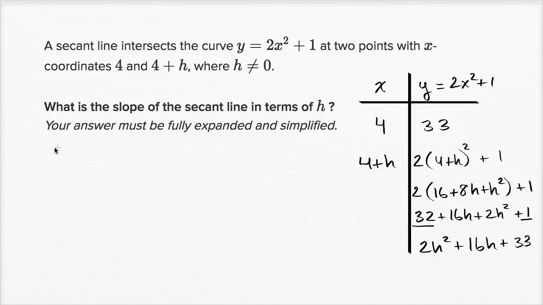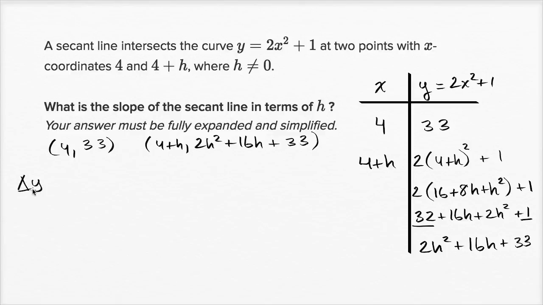And so we have these 2 points. We have one point, 4 comma 33. And we have the other point, 4 plus h comma 2h squared plus 16h plus 33. And we just have to find the slope between these 2 points because the secant line contains both of these points. So how do we find the slope of a line? Well, we do a change in y over change in x.